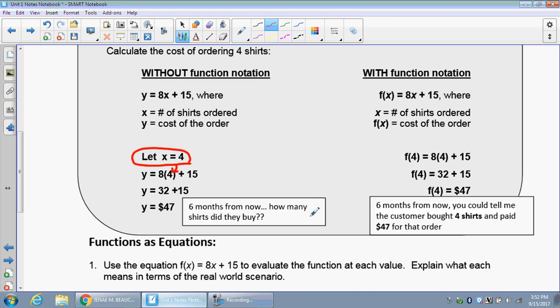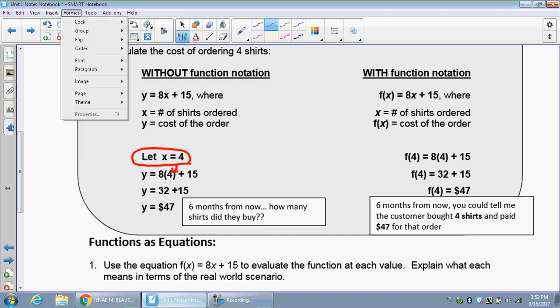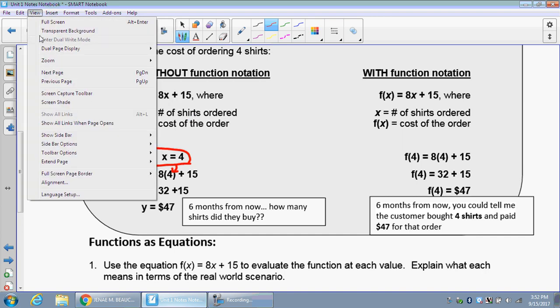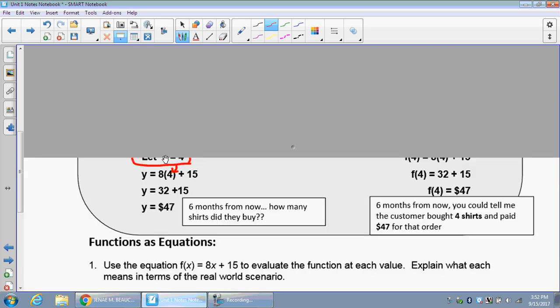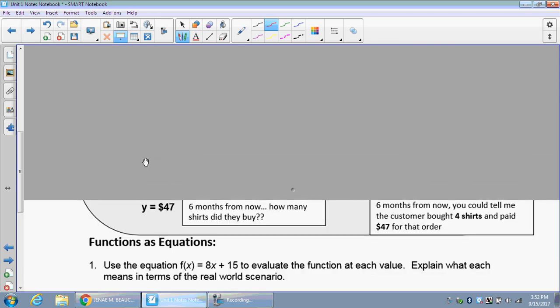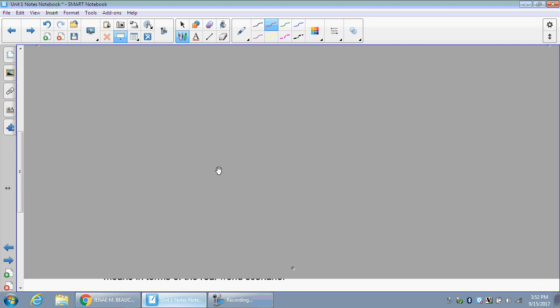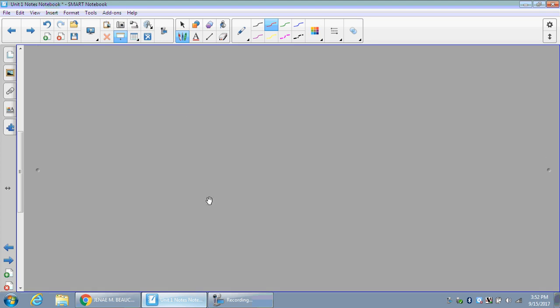Notice the question in the box right here. It says, 6 months from now, how many shirts did they buy? So, for example, let's say all you saw was this, and you saw this number in your notebook. 6 months from now, would you remember how many shirts you bought? Probably not. You would remember, hey, look, I spent 47 bucks, but nope, I don't remember. So now let me get rid of the shade.